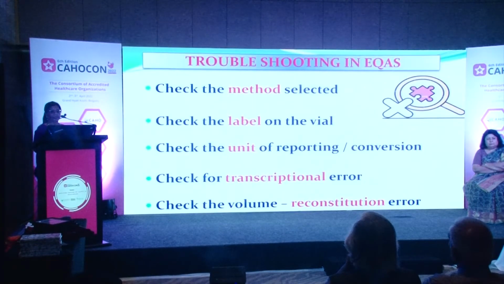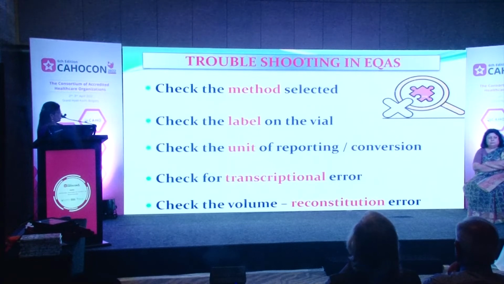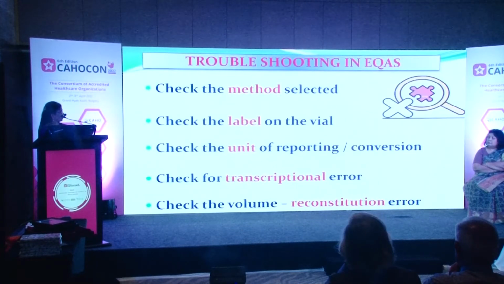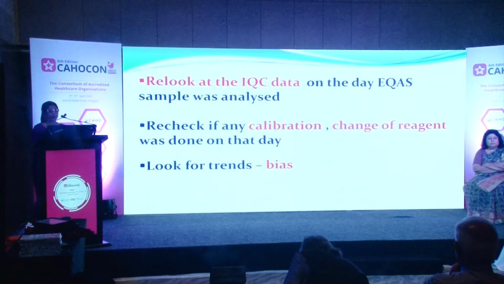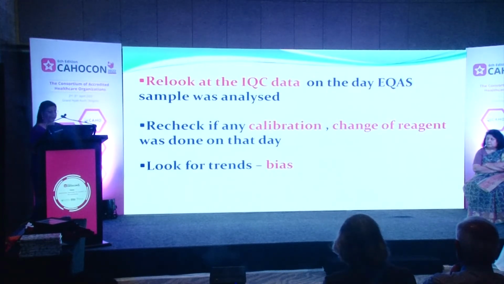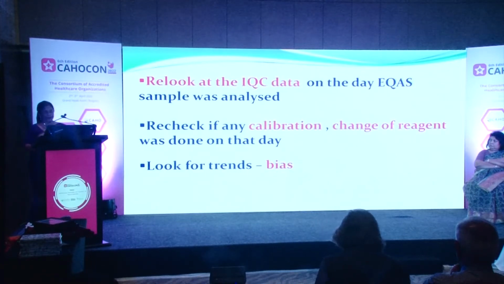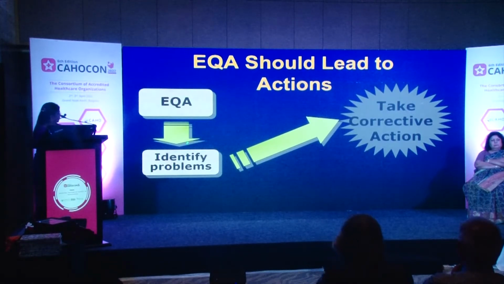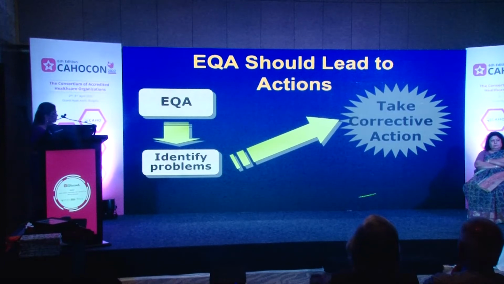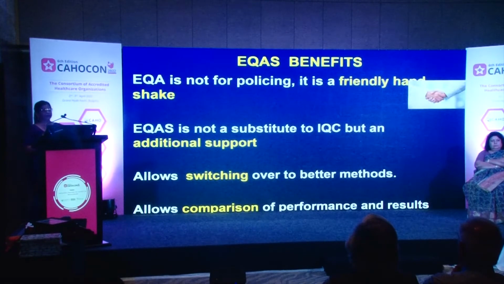So you can troubleshoot ICAS by checking the method selected, the label on the vial, the unit of reporting, the conversion, and checking for transcriptional error or reconstitution error. You also can re-look at the IQC data on the day the ICAS sample was analyzed, recheck if any calibration or change of reagent was done on that day, and look for trends or bias. So, ICA should lead to identification of problems, whereby you can take corrective action.